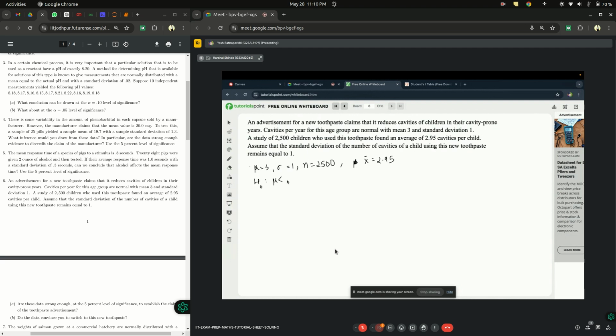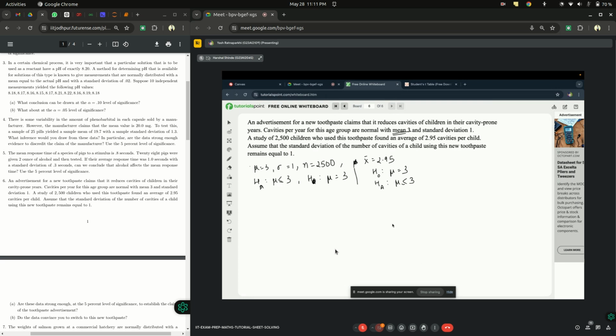Yes, mu is less than or equal to 3. Correct? And what is my alternate hypothesis? It says that it is mu 3. So mu is equal to 3. Sorry, I made a small mistake. H naught will be mu equal to 3, and the alternate hypothesis is mu is less than 3.